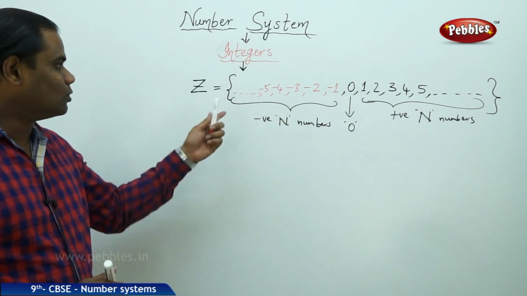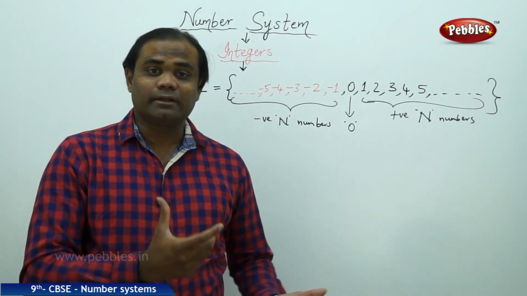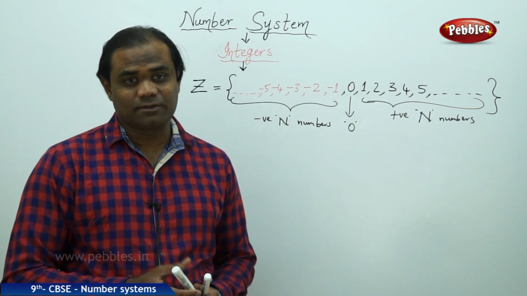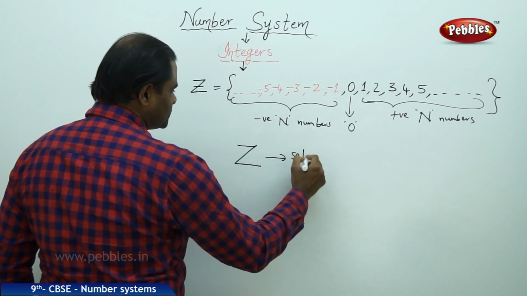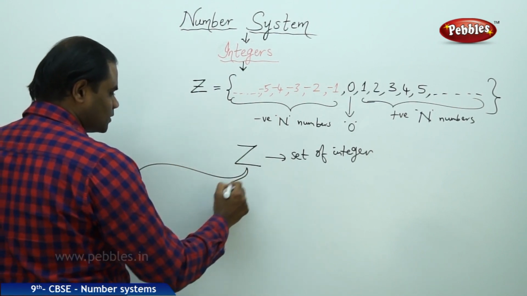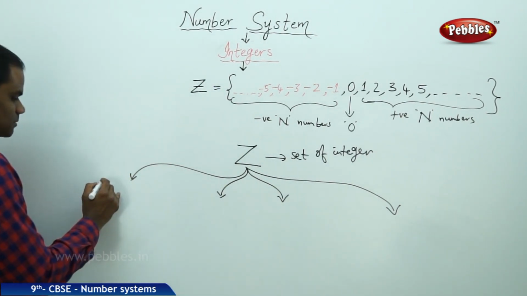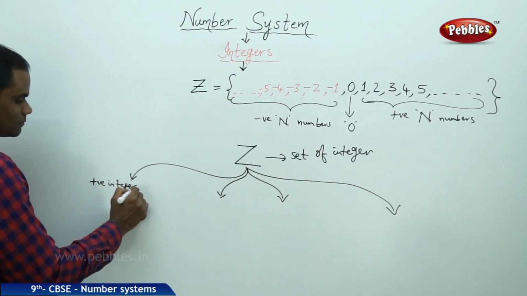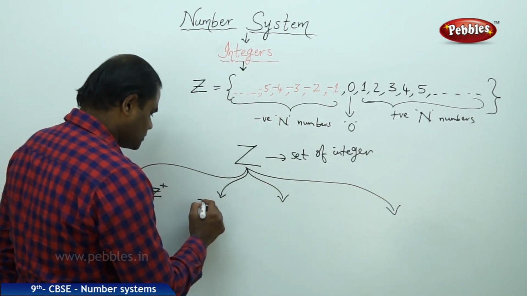Also, it is very important to note that the set of integers is further classified into positive integers, negative integers, and non-negative and non-positive integers. So let's see how the classifications are done. Say for example, I have the set of integers. Then I have 4 types of classifications for this. The first being positive integers denoted by Z plus. And next is negative integers denoted by Z minus.